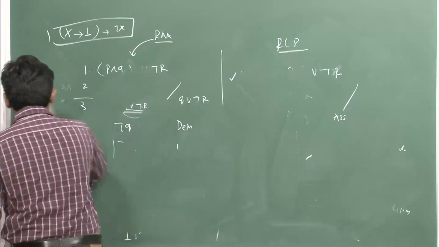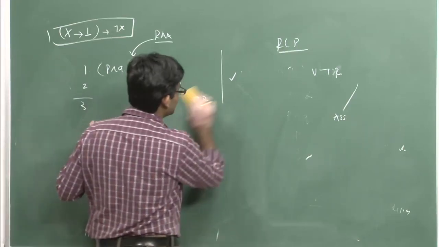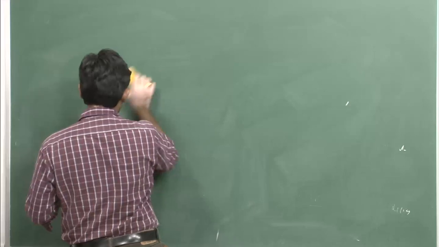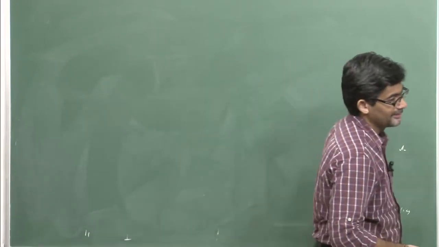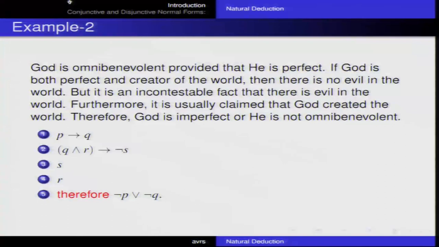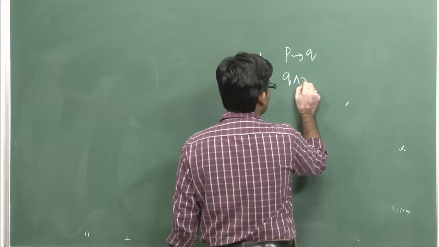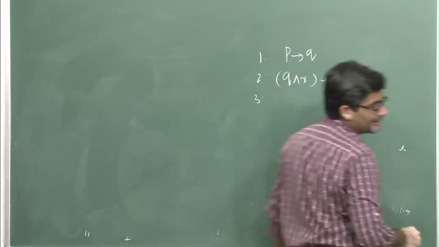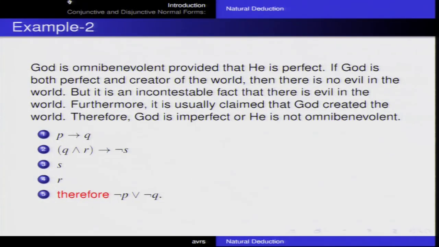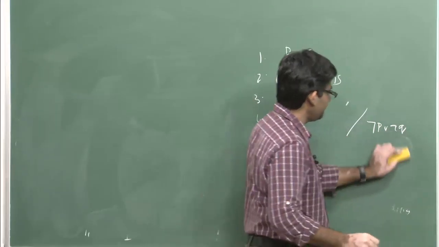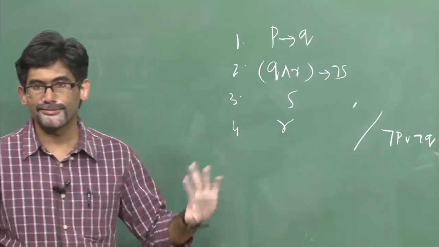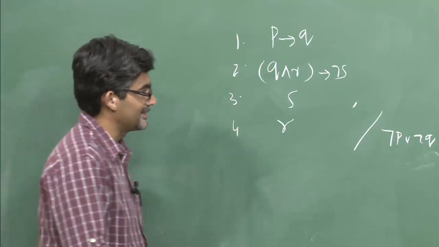There are two ways to show whether or not the conclusion follows from the premises. Either we can use the rule of conditional proof, or we can use the reductio ad absurdum method. So this is the first premise, and the second one is Q and R implies not S, and then S and R, followed by the conclusion, not Q implies not P. Now we have translated the English language sentence into symbolic form. We will forget about God and manipulate these symbols.